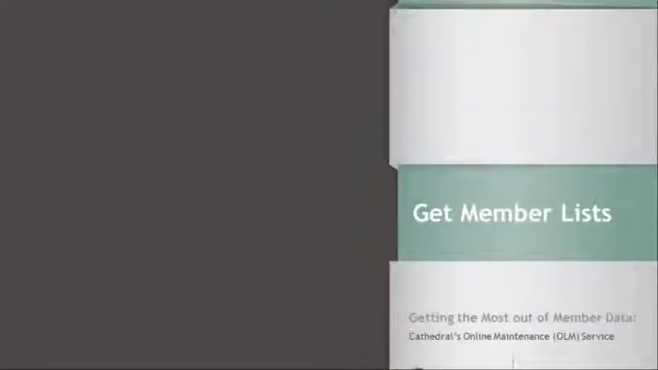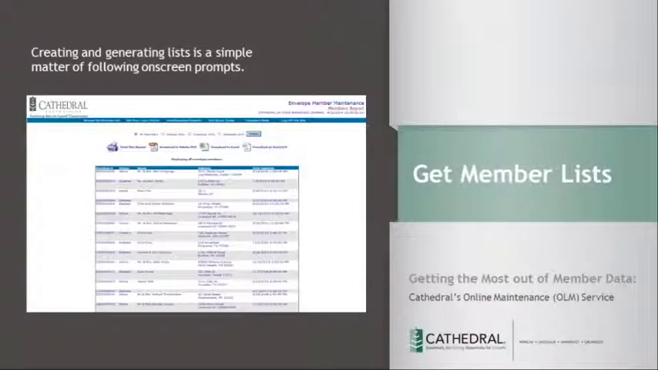So to get the various reports and lists, you just need to click on the View Download Reports tab on that blue toolbar. Then you choose the report that best suits your needs and follow the on-screen prompts to create and print or export your list.